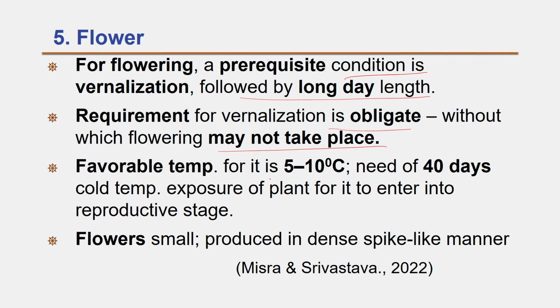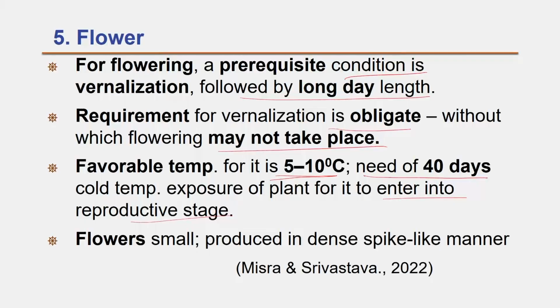The favorable temperature for it is 5 to 10 degrees centigrade, and the plant needs 40 days of cold temperature exposure to enter the reproductive stage. Normally it should be treated for 40 days at a temperature of 5 to 10 degrees centigrade to induce flowering. Flowers are small, produced in a dense spike-like manner.